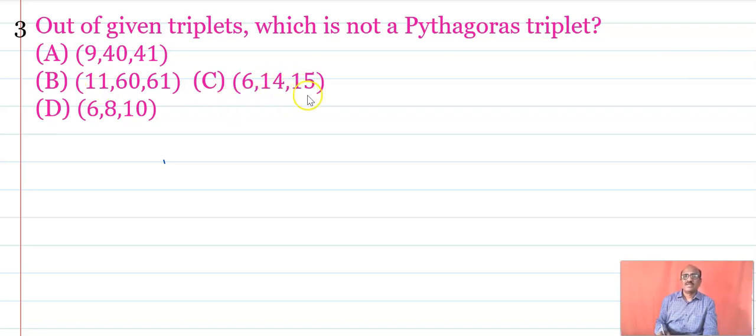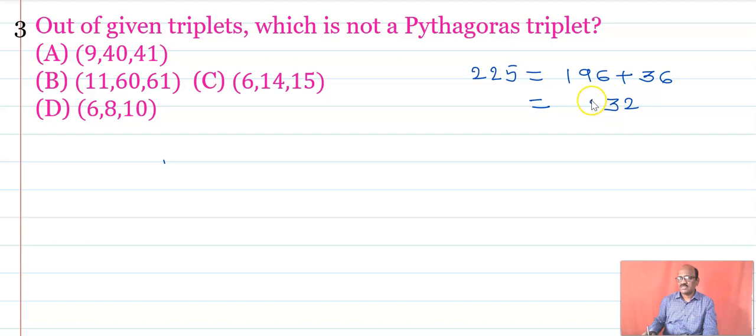How is it not a triplet? If we square 15, then you will get 225. And next, 14 square is 196 plus 6 square, that is 36. If we add it, then you will get 232, and that is not equal to 225. So here it is not a triplet. Therefore, the option C is not the Pythagoras triplet.